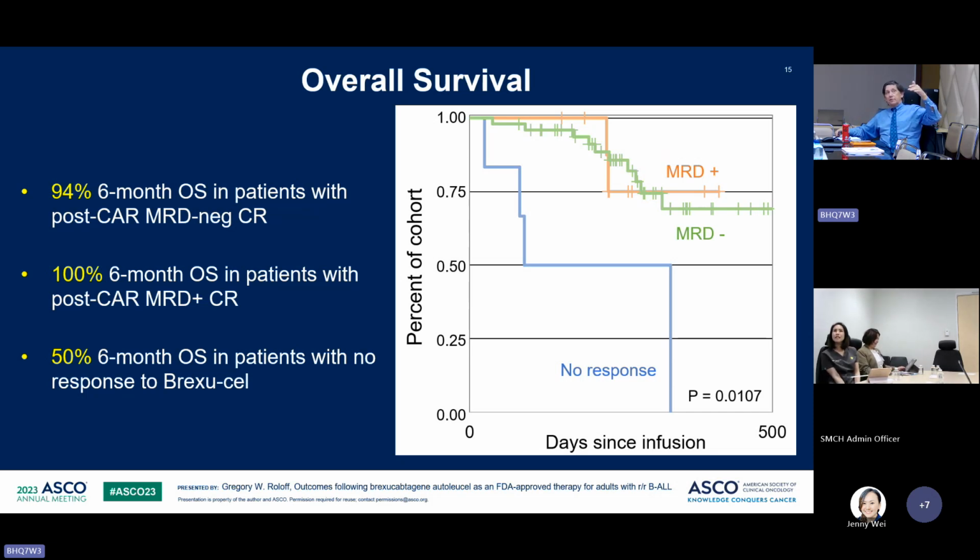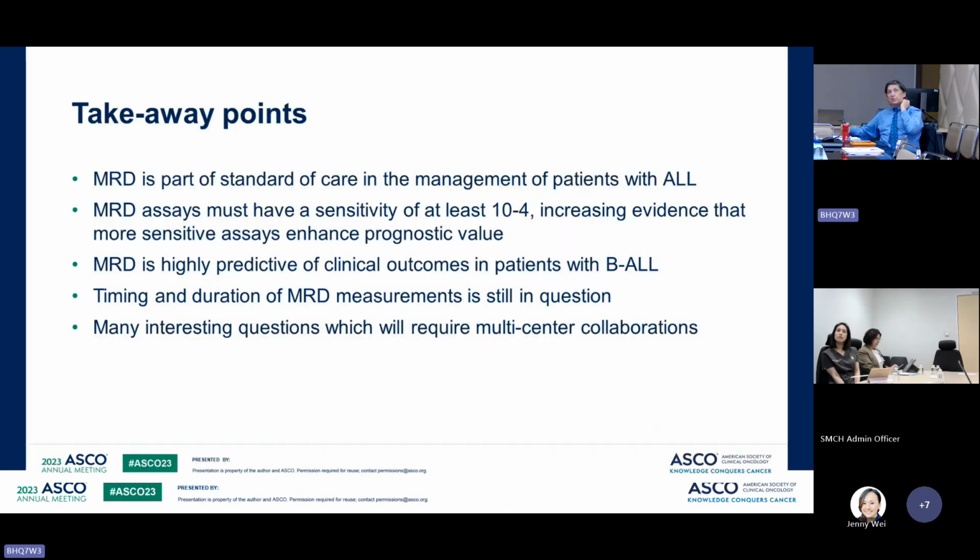If you're MRD negative, your 6-month overall survival is 94%. If you're MRD positive, you can be 100% alive. You know, there's still 100%. So you can rescue the people. But if you never had a response, almost all those patients die quickly. That's ALL. So, takeaway points, this is quick.